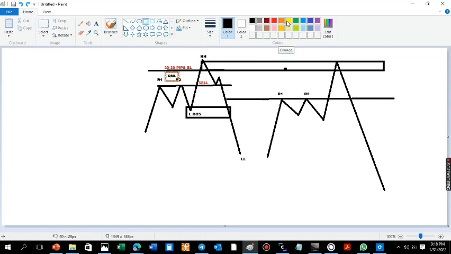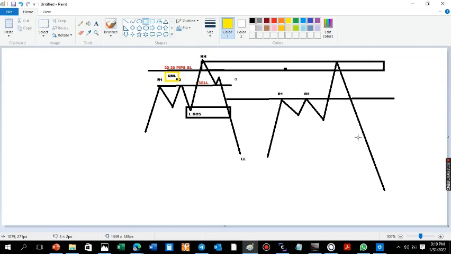It won't always be at the QML setup, at where the QML is. It won't always be here. What determines where the market is going to reverse from is the presence of a fresh supply zone. So you have to make sure that you have a fresh supply zone around this level, so the market will respect that level. Not always. It will most of the time respect that level and actually drop.